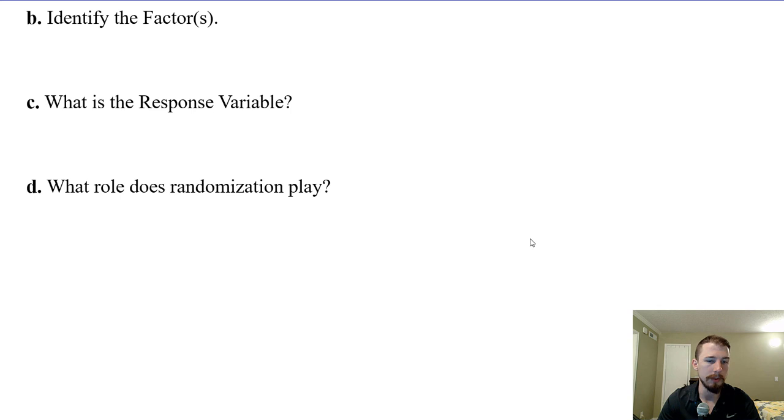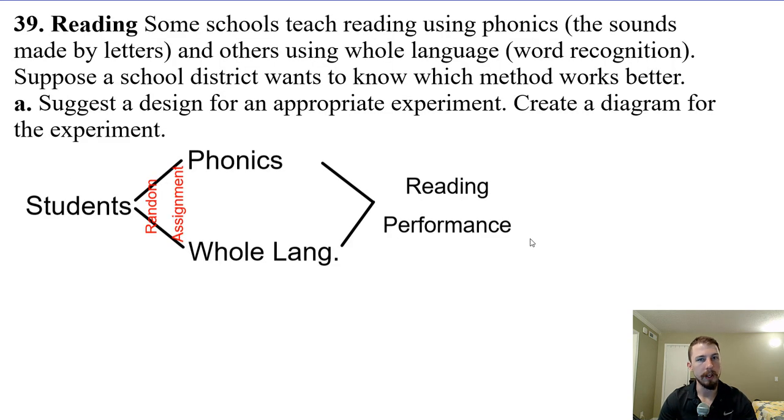And what role does randomization play? Randomization is going to reduce the variation, or the effects of any lurking variables. So we're not just allowing students to choose which program they were in; we have to randomly assign them. If our higher performing students were naturally going to prefer phonics over whole language, then that might change our results. So we need to make sure we're randomly assigning them.